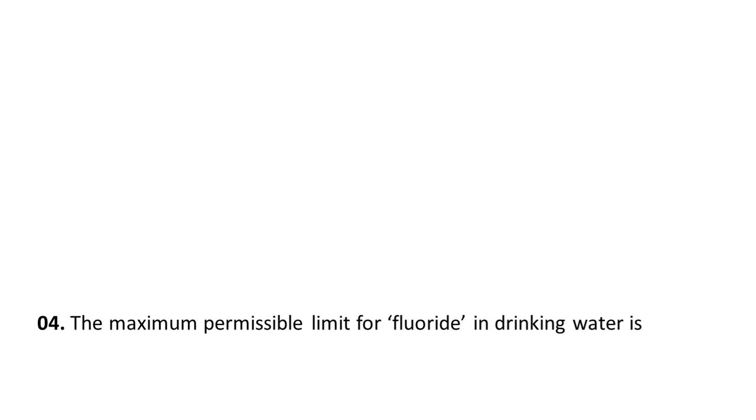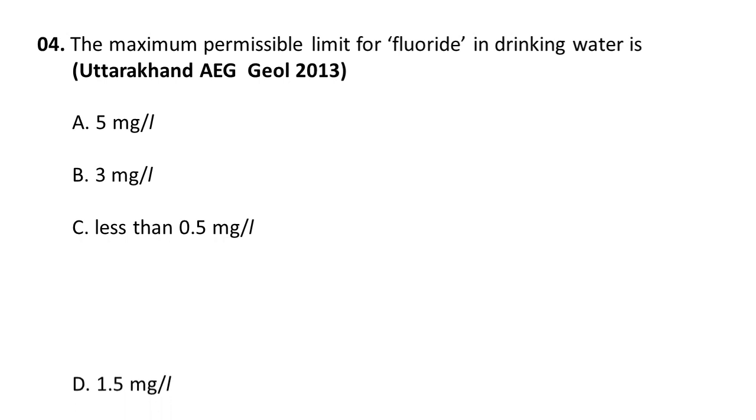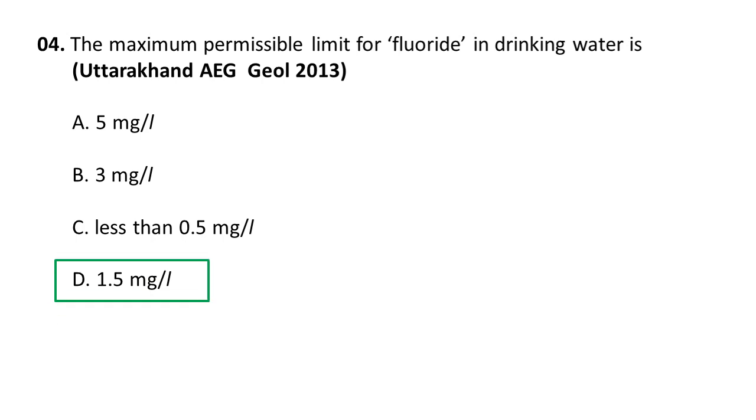Next question. The maximum permissible limit for fluoride in drinking water is A. 5 milligrams per liter, B. 3 milligrams per liter, C. less than 0.5 milligrams per liter and D. 1.5 milligrams per liter. So, obviously 1.5 milligrams per liter is the permissible limit, and more than 1.5 milligrams per liter leads to dental fluorosis, and more than 3 milligrams per liter causes skeletal fluorosis.